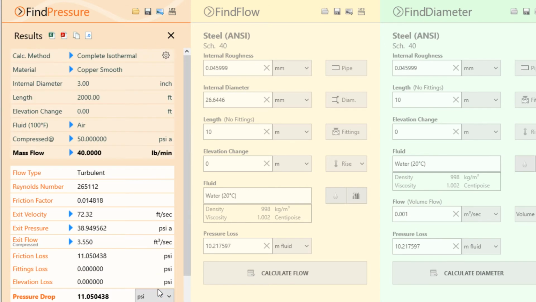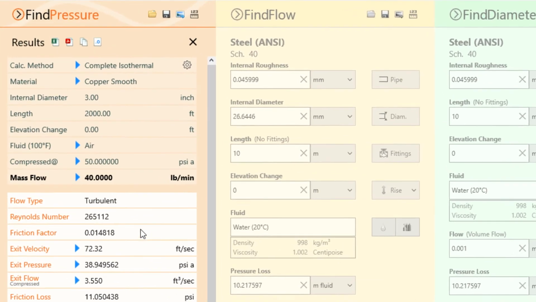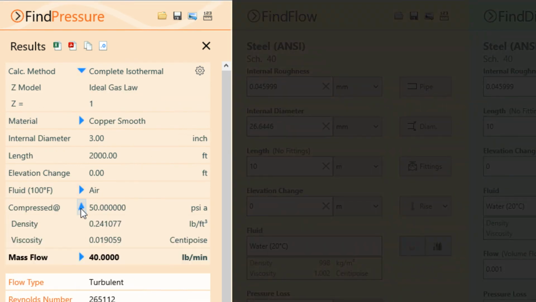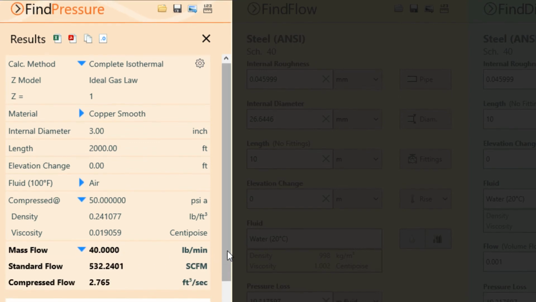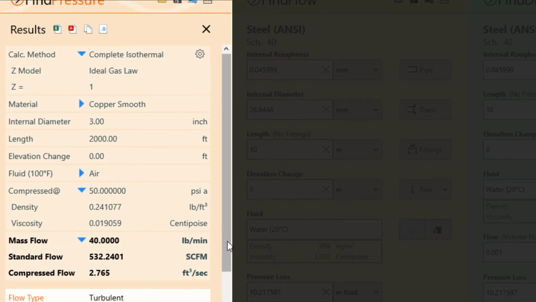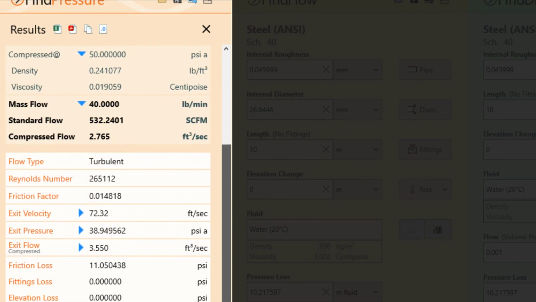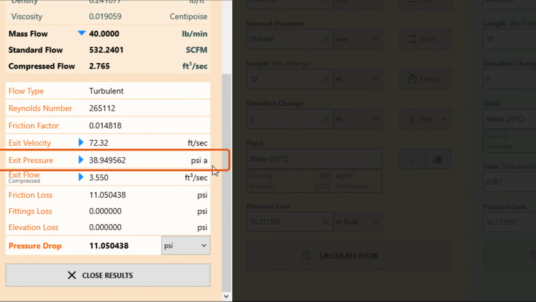to display the results. Here we can view our calculation method, the fluid properties at the compressed condition, and the corresponding standard compressed flow rates, as well as the mass flow rate we entered. We wanted to find the pressure 2,000 feet along this horizontal pipe. For this, we look at the exit pressure result. This was calculated to be 38.95 psi absolute.